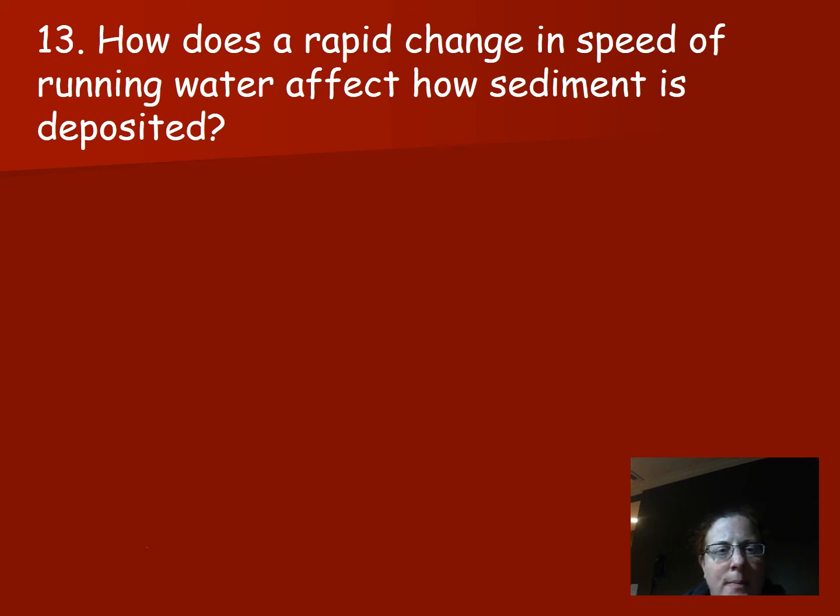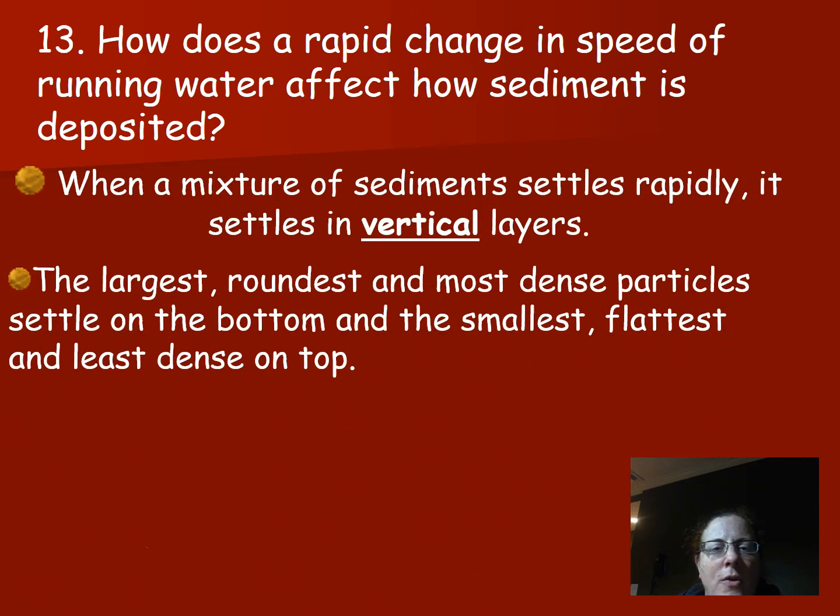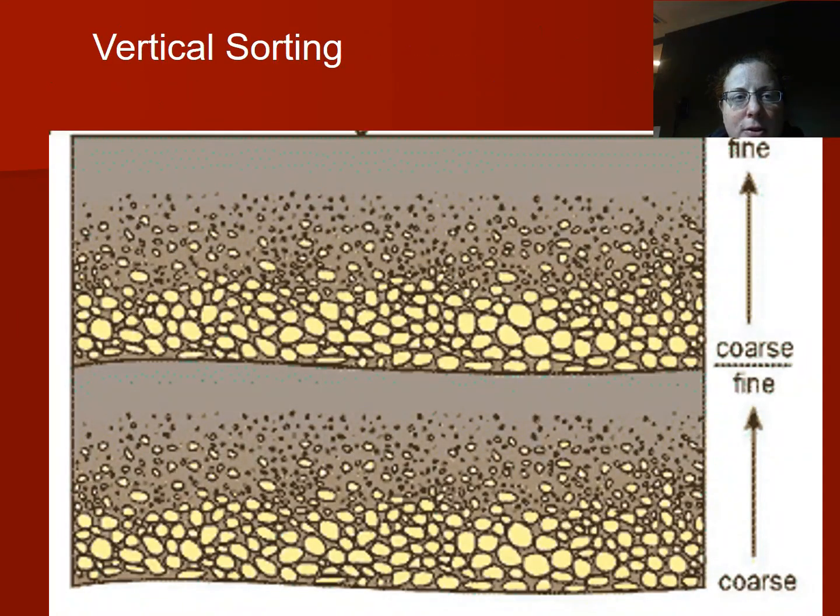How will it settle? In this case, when you have a mixture of sediments falling quickly, it settles in vertical layers. You end up with the largest, roundest, and most dense at the bottom, and the smallest, flattest, and least dense on top. And that looks like this.